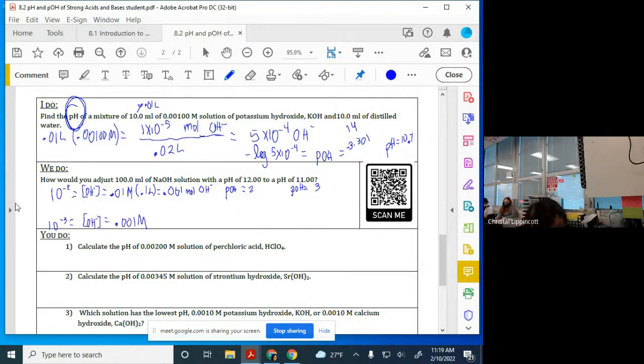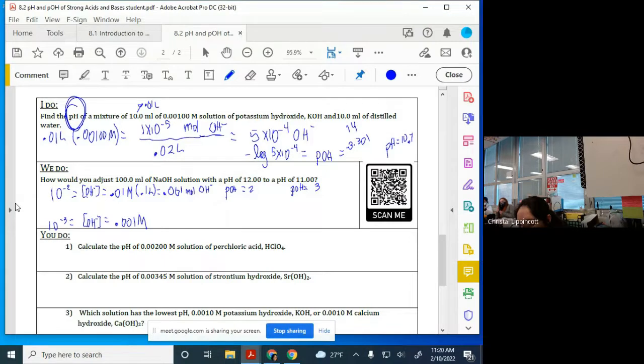So I need to get my molarity to be this. I know that I have this many moles of OH present, right? Allie, where are you? There you are. You were zoning out somewhere. So this is 0.001 moles. I need my molarity to be 0.001.